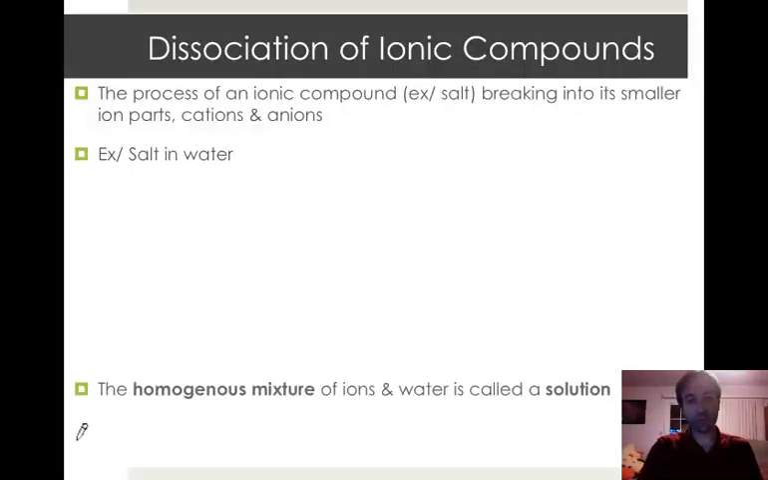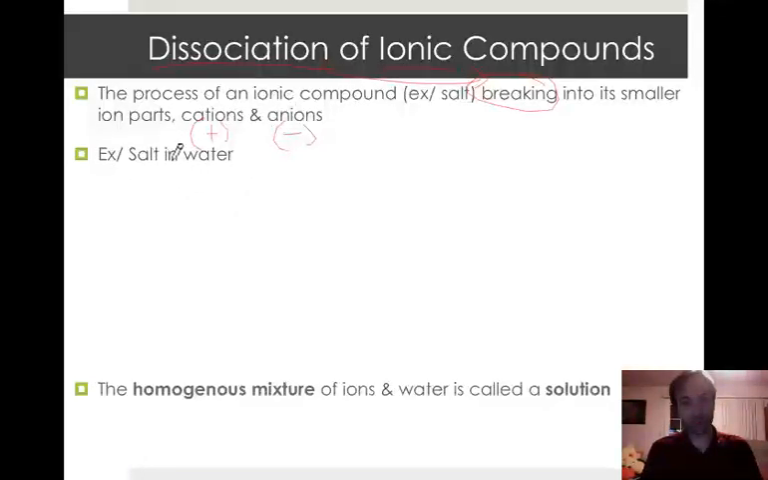So the first concept that we need to talk about is this idea of dissociation. So what does dissociation really mean? Well, dissociation means to split or break apart. Okay, so that's what that concept is. And what we're talking about is the splitting or breaking apart of ionic compounds. Ionic means of ions. So if we put that all together, it's the process of an ionic compound, something like salt, breaking into its smaller ion parts, meaning a cation or positive ion and an anion or negative ion.